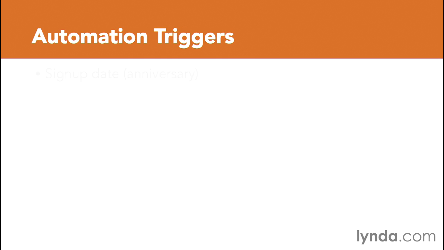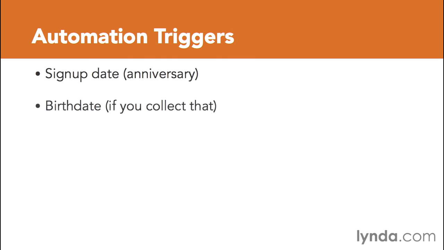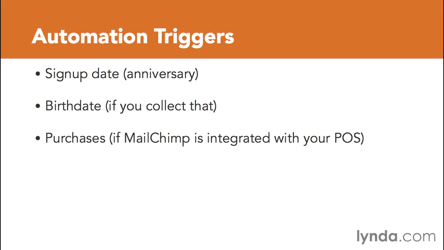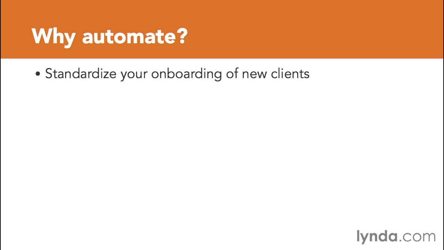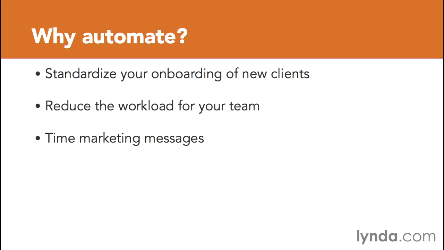All kinds of events can trigger an autoresponder to send an email to a subscriber. An autoresponder can be triggered based on events or list data, depending on what you gather, and whether MailChimp is integrated with your website or point-of-sale system. Some of the best reasons to automate your messages are standard onboarding of new clients, reducing your team workload, or even delivering well-timed marketing messages.